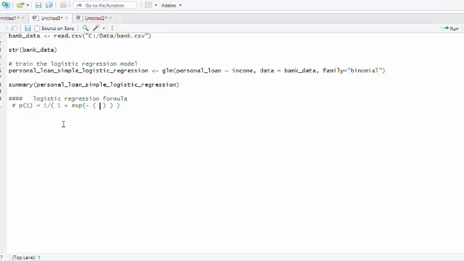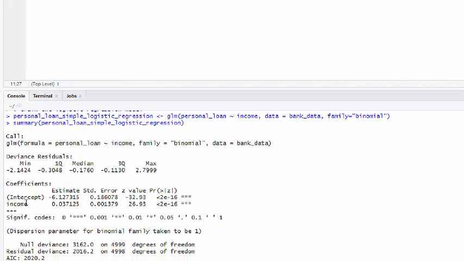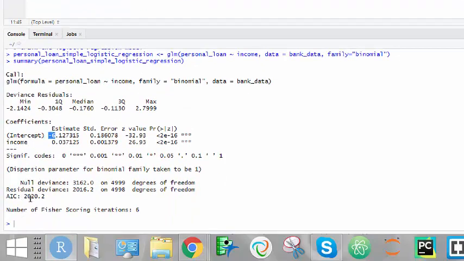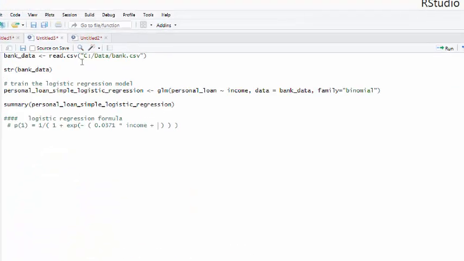Okay, so slope. Where is my slope? My slope is right here. I'm just going to take that. I'm going to keep just four decimals for now. So here is my slope times income, plus the intercept, and my intercept is right here. It's actually negative, so it's not really a plus, it's a minus. So this is what my logistic regression function looks like. It's a little ugly.